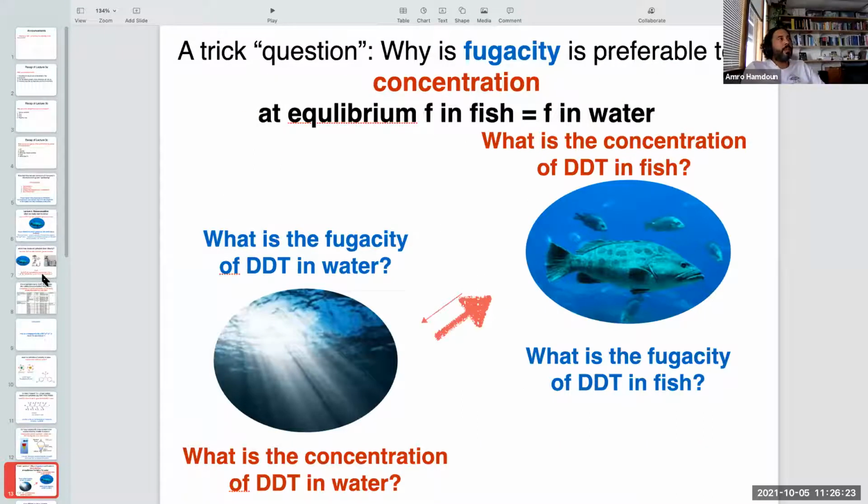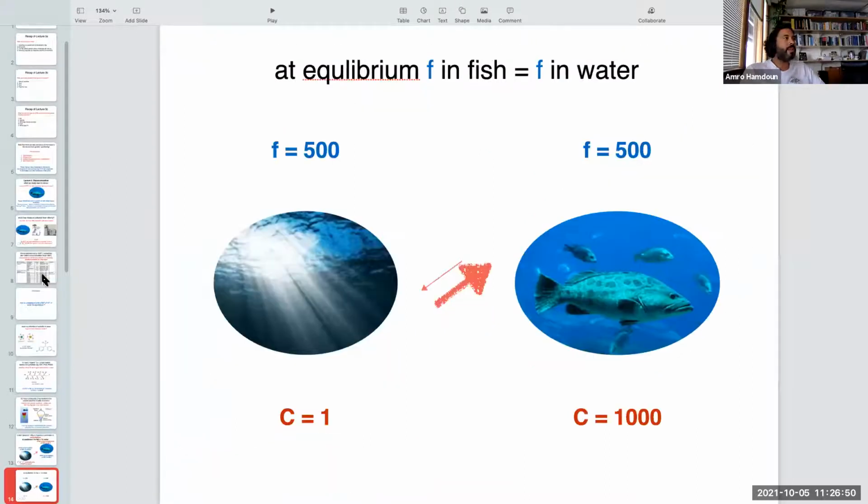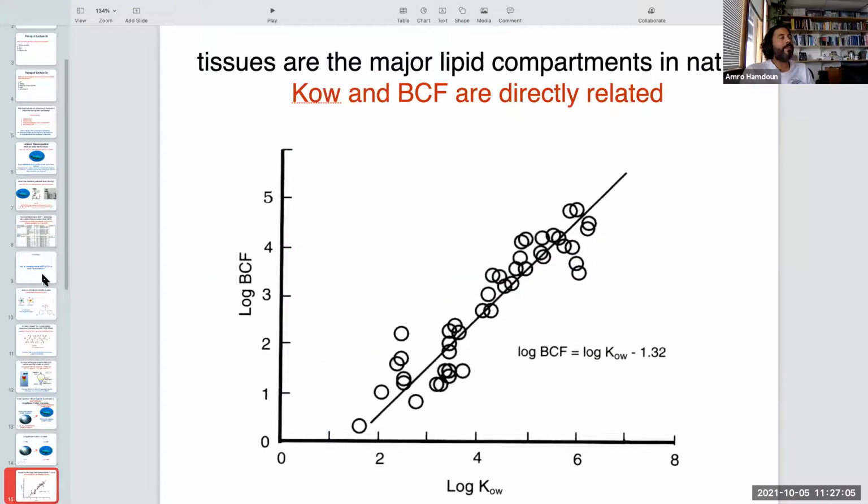So let's come back to this kind of trick question. Why is fugacity preferable to concentration? At equilibrium, fugacity in fish equals fugacity in water. In other words, the partial pressure of a compound at equilibrium is equal in both compartments. However, the concentration is very, very different. So you can have 1,000 times more in the fish than in the water, and there's no difference in partial pressure. So at equilibrium, the fugacity in fish and the fugacity in water might look like this, and the units are pascals, even though the concentrations denoted by C below are so different.